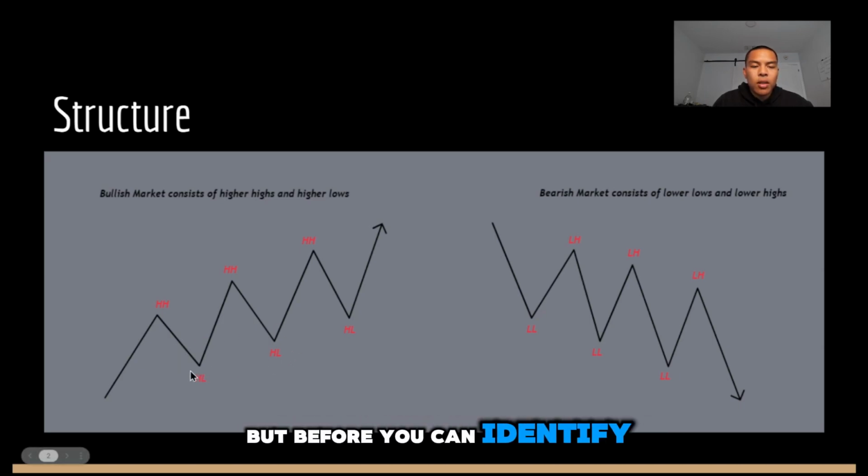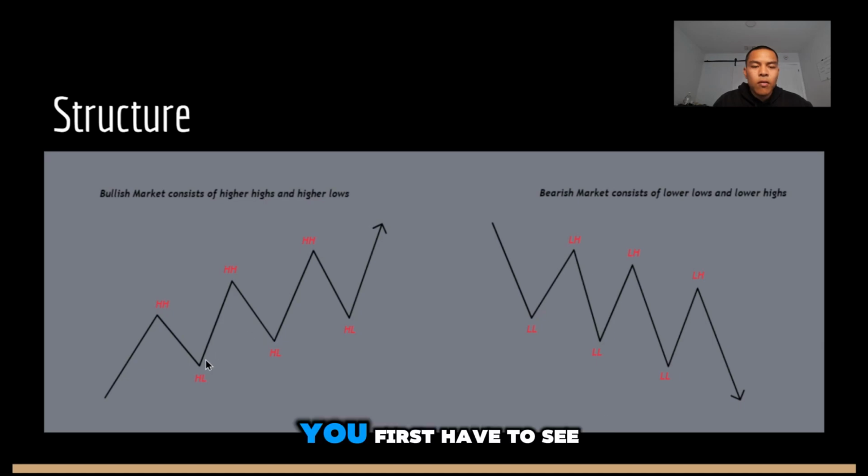But before you can identify your current higher low, you first have to see the market structure create a new higher high. Once it does that, then you identify your higher low, and then price comes down to that area, and then it starts to buy from that area. Now this is a higher high because it's higher than the previous high. This is a higher high because it's higher than the previous high. This is a higher low because it's higher than the previous low. And this is a higher low because it's higher than the previous low.